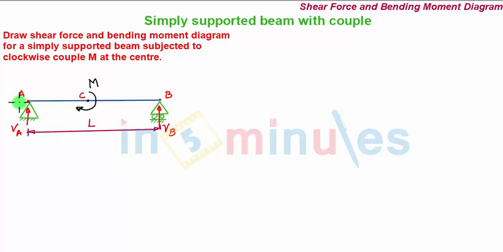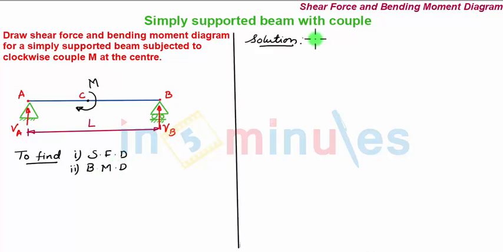As we have already discussed, we first define the salient points. Salient points are points at which some force or some couple is acting. In this problem, we have been asked to find first the shear force diagram, denoted as SFD, and second the bending moment diagram, denoted as BMD. So we solve the problem. Our first step is to find the support reactions.